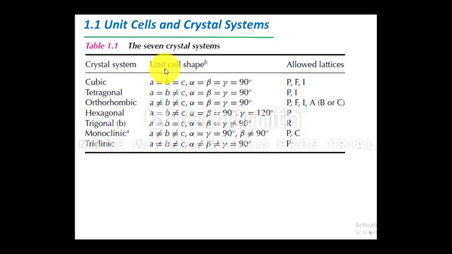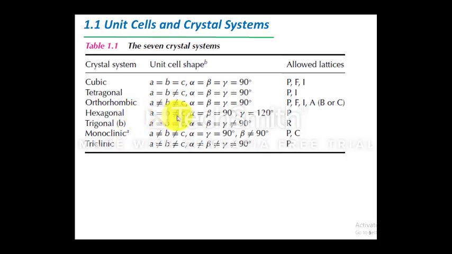These 7 crystal systems can be described on the basis of their unit cell shapes. The cubic system contains all of the lengths equal, all of the angles are also equal, and they are equal to 90 degrees. In the tetragonal crystal system, one length is different. In the orthorhombic crystal system, all of the lengths are unequal, but all of the angles are equal, and they are also equal to 90 degrees.